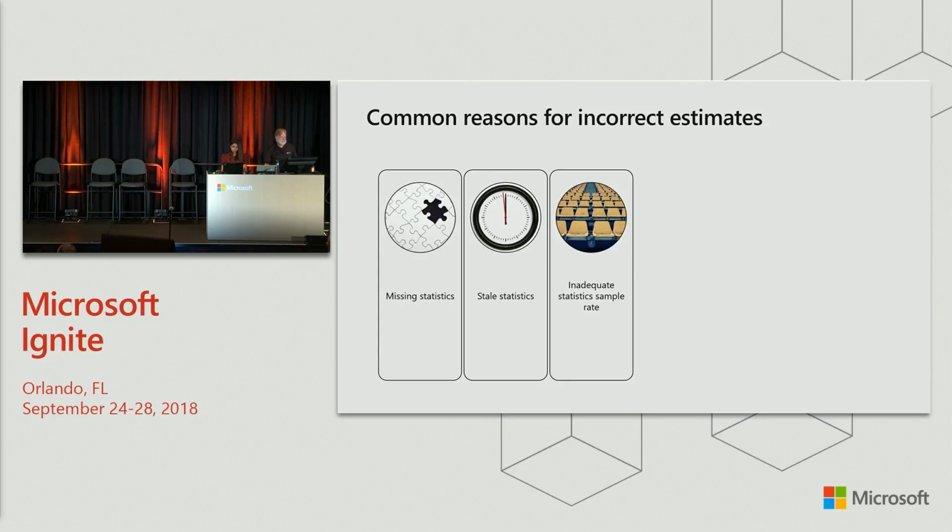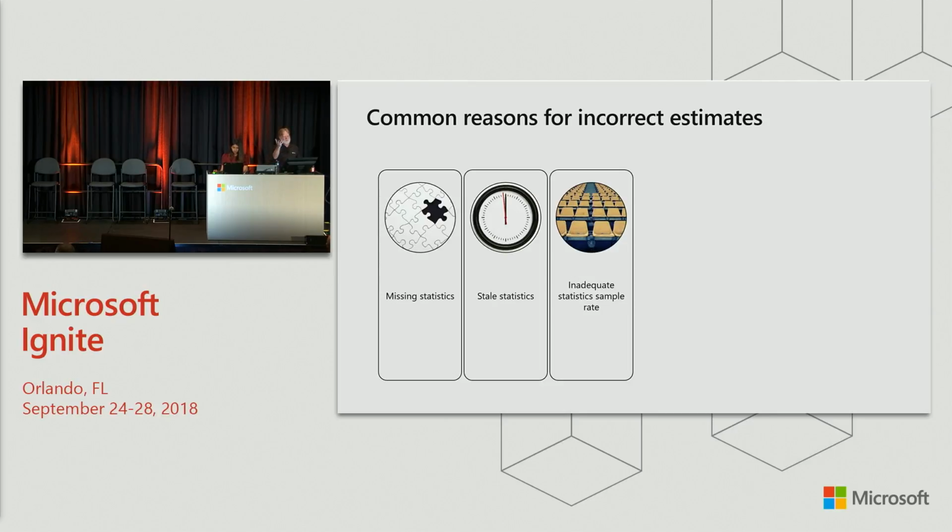Inadequate statistic sample rate. So when you set up statistics, again, it's a histogram of values, and you have control over how fine-grained that is. And the ultimate is to do a full scan of the table, so you sample every possible value. And the coarser you get it, the faster it runs, the less overhead it is, and the more chance you have of missing spikes in the data. So if you measure here and there's a spike in between, we'll miss it.